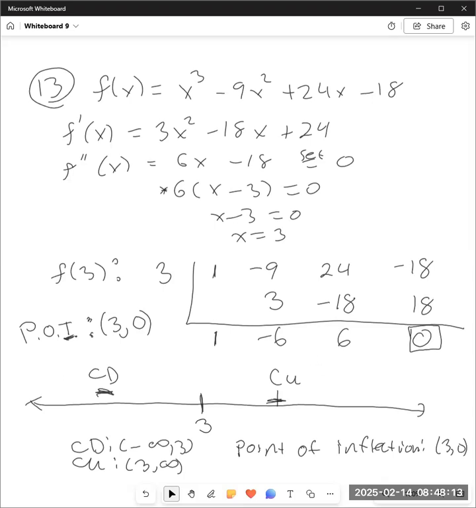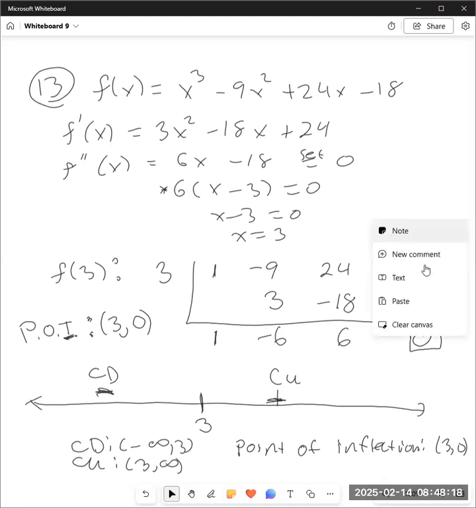Let's go ahead and look at number 15. Number 15 says f of x is equal to 2x cubed minus 3x squared minus 12x plus 5. I promised you last time I would talk briefly about what a point of inflection looks like on a graph. We'll get more to graphing later.